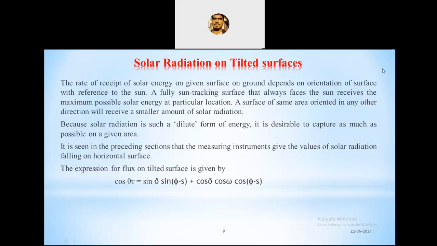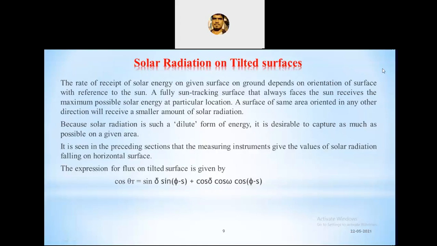And a fully sun-tracking surface: if you want to absorb maximum solar radiation, we have to install a sun tracking system, meaning that our tilted surface should follow the sun. The sun is moving along the sky. In the morning the sun is in the east, and it slowly moves along the sky as time goes on, and exactly at noon the sun is on top of our head, that is the zenith position. And again it moves towards the west.